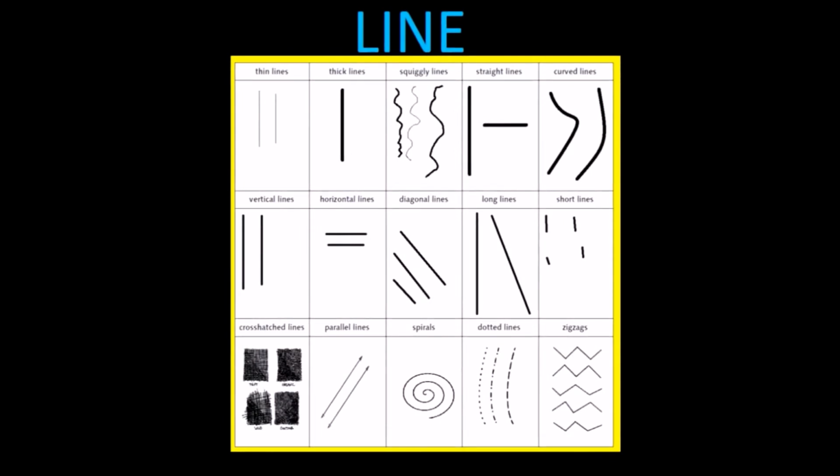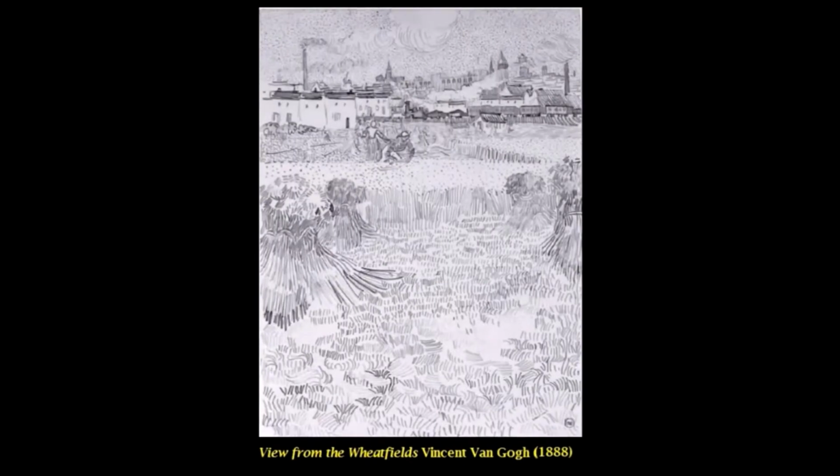A line is a mark with greater length than width. One of the things you'll want to do is expand your visual vocabulary in regard to lines. For example, what types of lines do you see in Van Gogh's depiction of a wheat field?